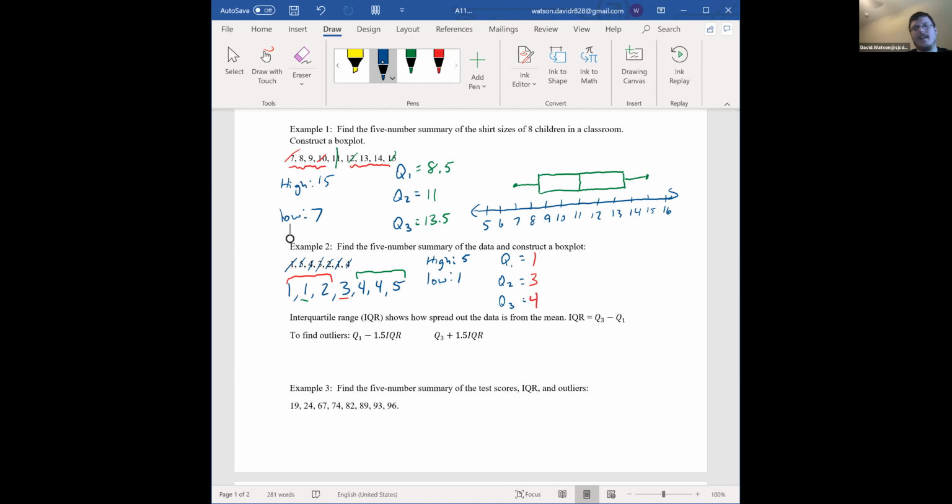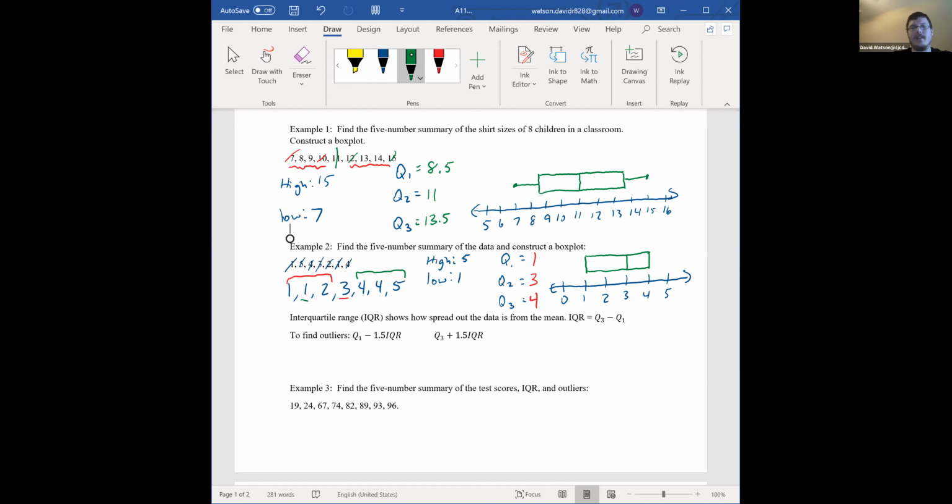Then again, we're ready to construct our box plot. So 0, 1, 2, 3, 4, 5. All right, first I'm going to make the box. So there's going to be a line at 1, 3, and 4. Those are my quartiles. And I'm just going to connect those into a box.